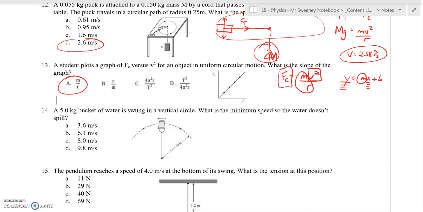Alright, here are the second set of solutions to the practice test. Number 14, a 5 kilogram bucket of water is swung in a vertical circle. What's the minimum speed so the water doesn't spill?